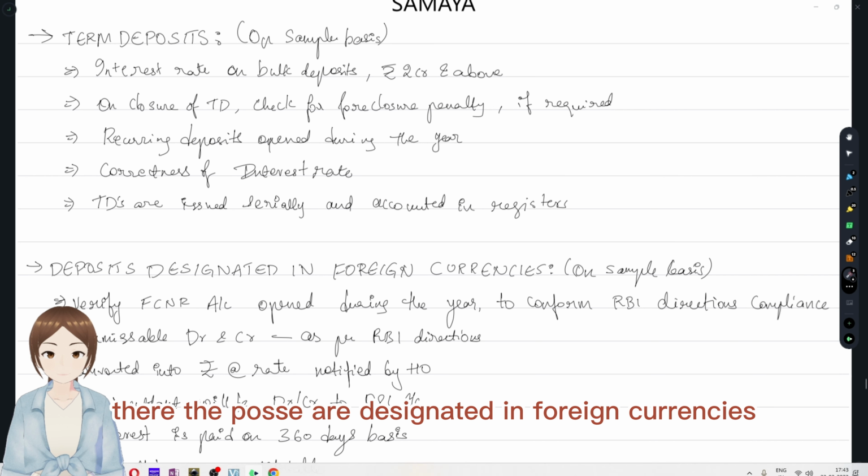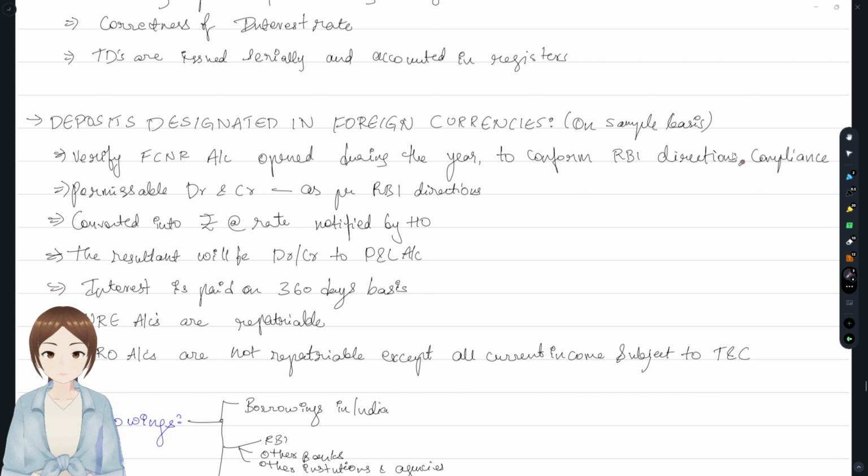Talking about the documents there, deposits designated in foreign currencies. How do you check that?